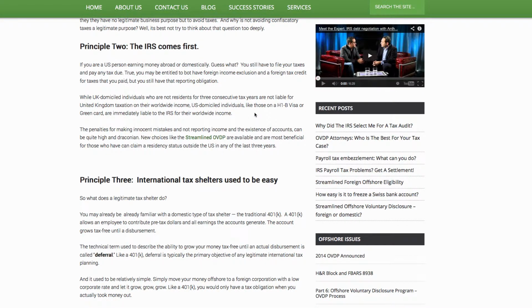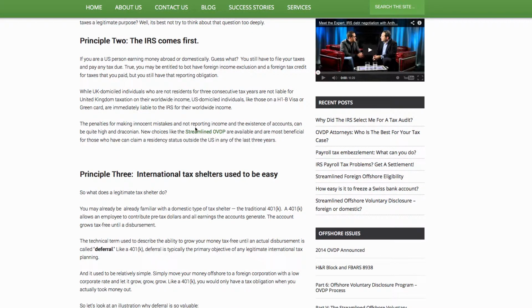Whereas if you're a U.S. domiciled individual, immediately, if you're here on an H-1B visa or green card, you become immediately present in the United States, you become immediately liable to the IRS for your worldwide income. And also the penalties for making what could be really innocent mistakes can be pretty significant.